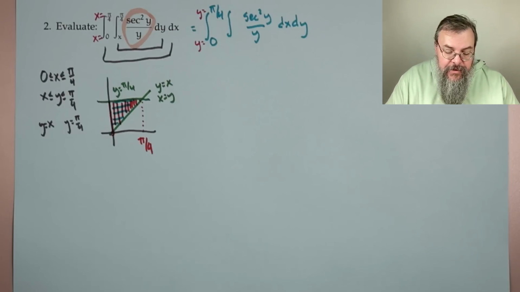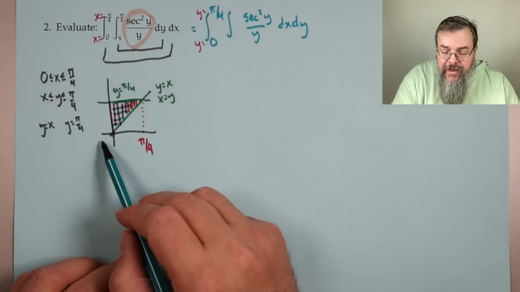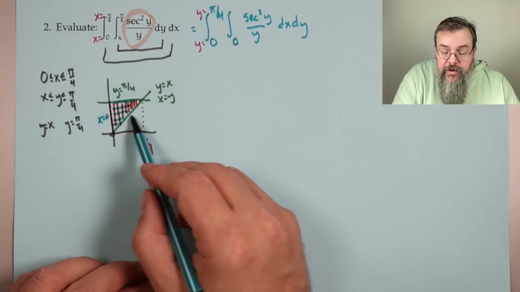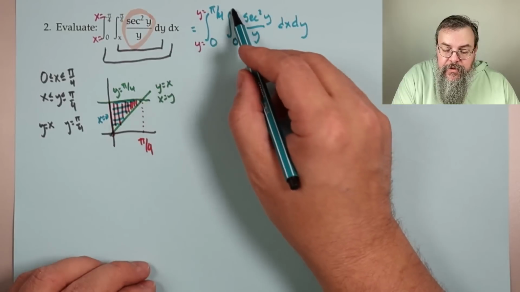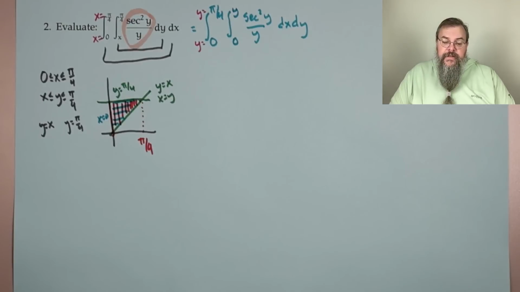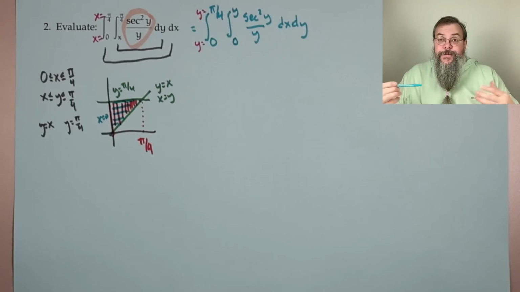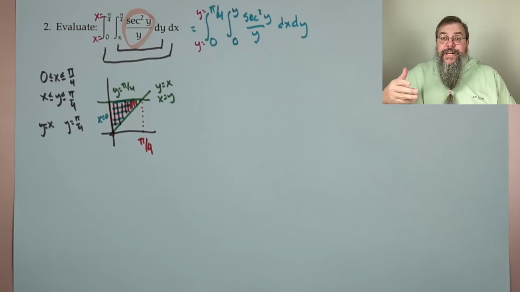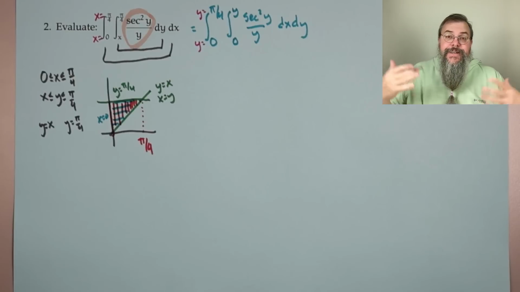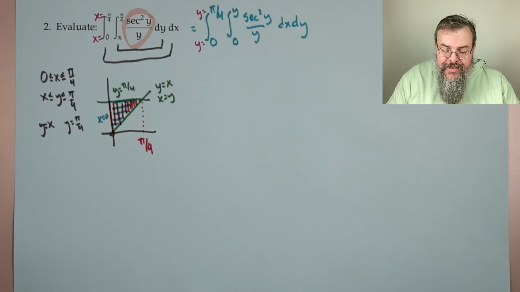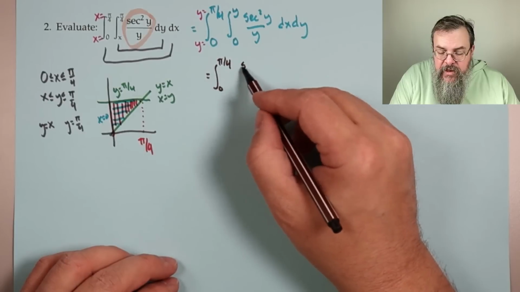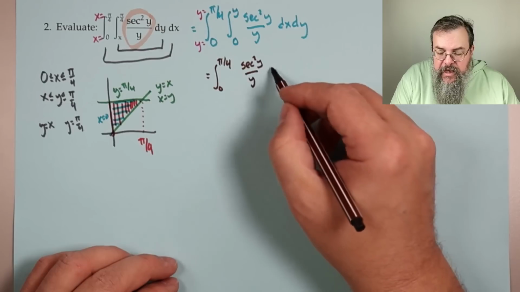Now, what about our inner layer, where we're going from the axis? That corresponds to x equals 0. That's the axis. So 0 over to the line. And that corresponds to x equals y. All right. Good. Now, what comes next? Well, we just follow and do the rest of the problem. Okay, so we already mentioned that now, since we're integrating with respect to x, the secant squared y over y, it's a constant. So this becomes the outer layer, which we haven't done anything to. Secant squared y over y, our constant x.